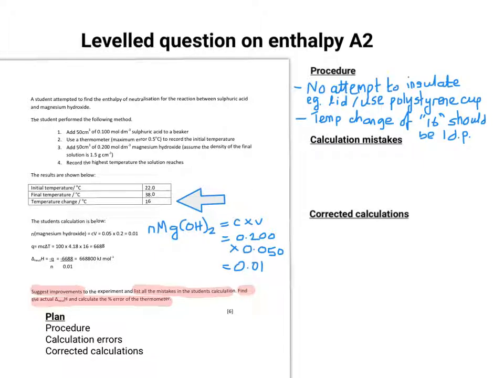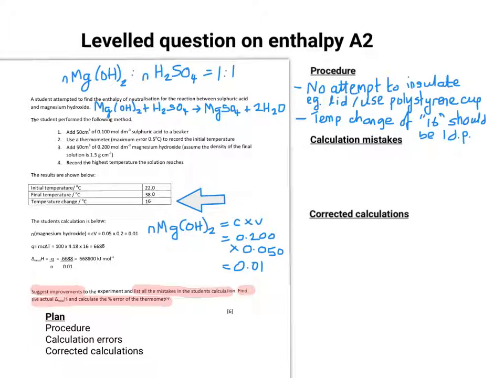So the first thing to do is to actually check the most basic calculations. Now the calculation is fine for the number of moles of magnesium hydroxide. However, what you've got to think about is how many moles of magnesium hydroxide would react with how many moles of sulfuric acid. So if we check the mole ratio from the equation, we can see that it's 1:1 between magnesium hydroxide and sulfuric acid.